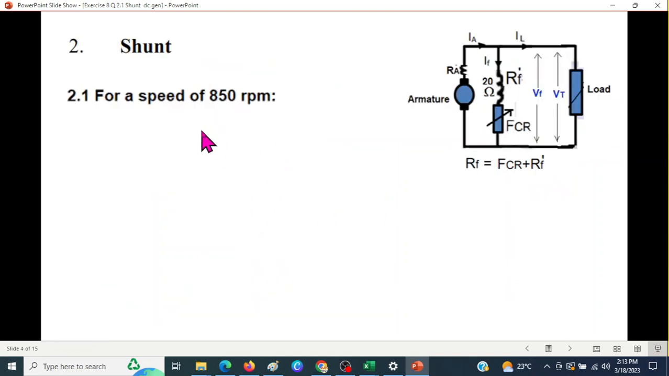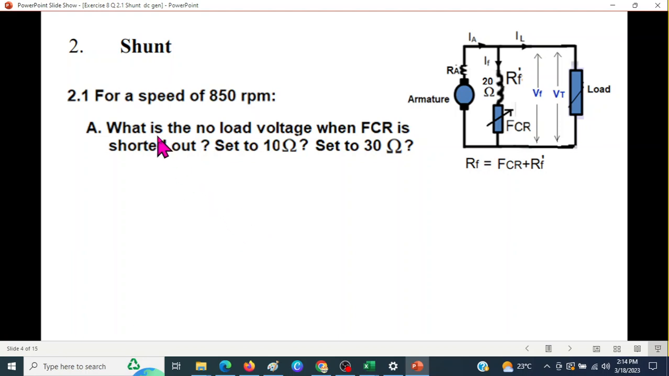Now let's come to the question. We have a shunt generator, and it is operating at a speed of 850 RPM. The field resistance is 20 ohm, and then there is a variable field control resistor along with this. And from here the formula of total field resistance RF is FCR plus RF dash. The question is, what is the no load voltage when the FCR is shorted out? That means 0. Next is when it is set to 10 ohm. Third is when it is set to 30 ohm.